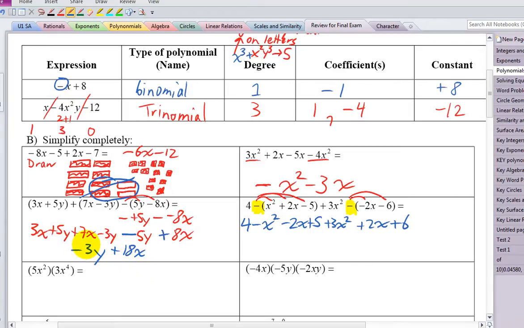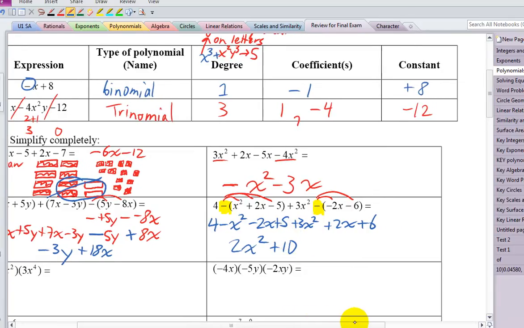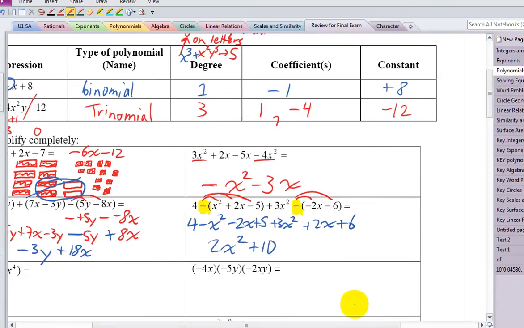So the first one, negative 3y plus 18x. Hands up if you got that. Next one, collect like terms. How many x squareds do we have? 2x squareds. How many x's? 0. Do we have to write 0x? No, and we really shouldn't. 4 plus 6 would be plus 10. Good. Plus 5. Oh, right, plus 5, so 15. Hands up if you got that.